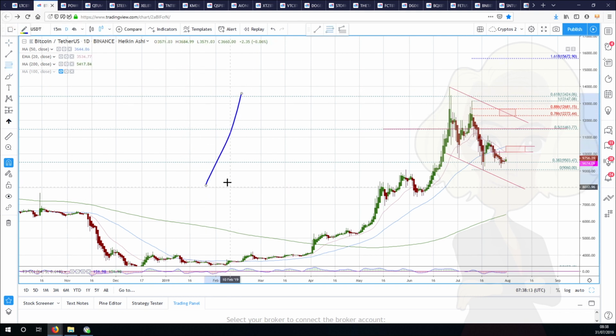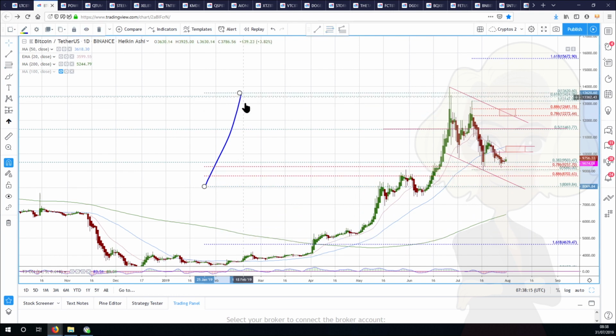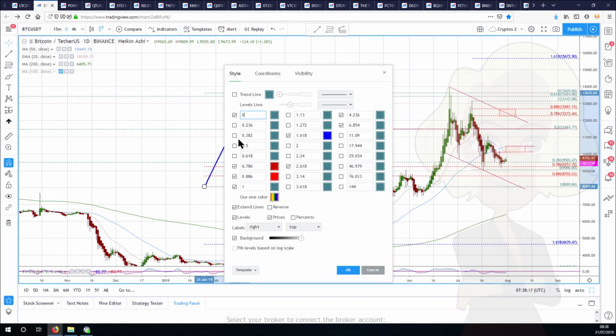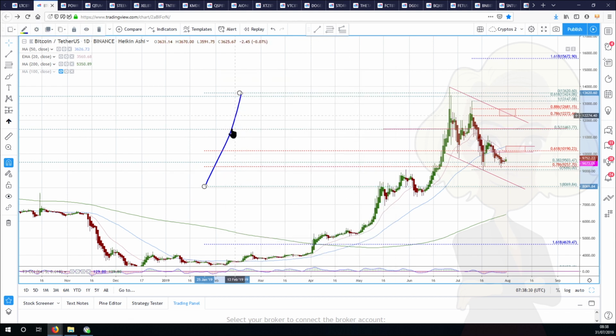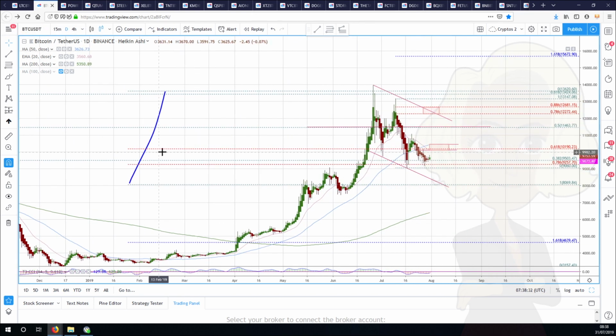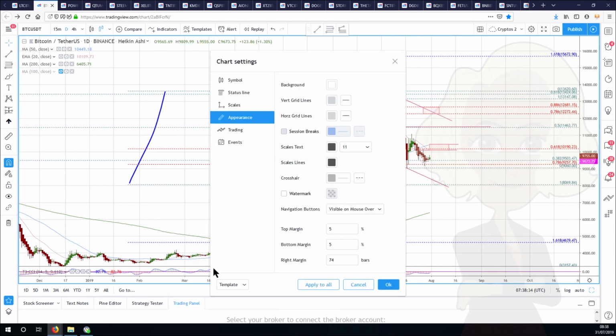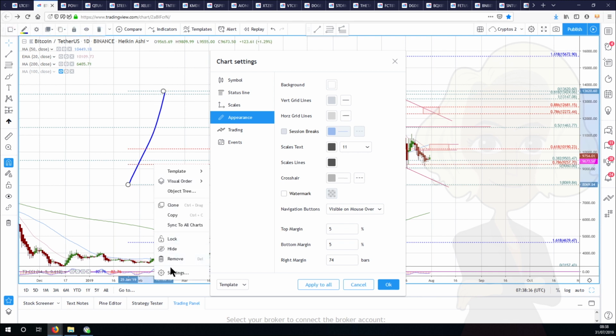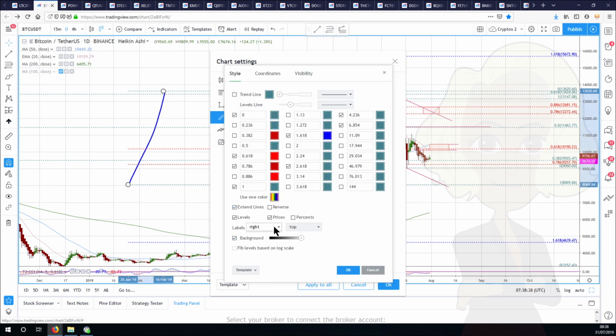First of all, when you draw your pattern like this, let's mark in the important levels in red here. Here's our rally, and I need to put these on the left so you can see. Hold on. There we go.